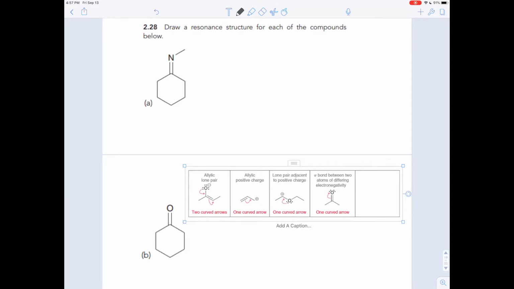Exercise 228 introduces the fourth pattern of resonance. And that pattern is when you have a pi bond. Remember, a pi bond is every bond after the first bond. So if you have a double or a triple bond between two atoms of differing electronegativity.